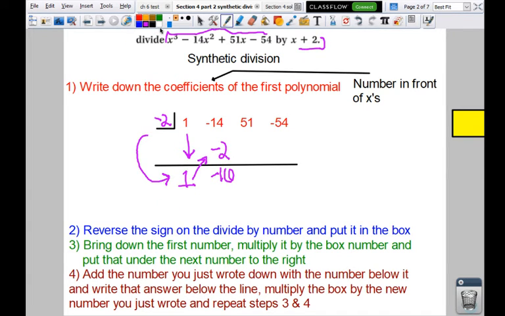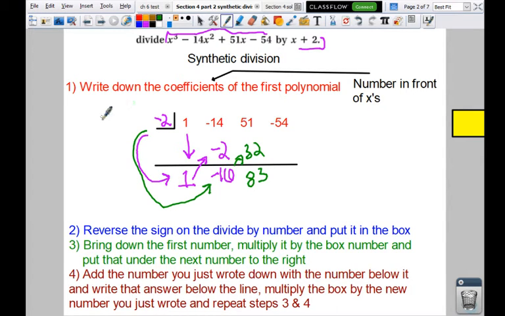And I'm going to repeat what I just did. I'm going to take what I had in the box, negative 2, and multiply it by what I just dropped down. Negative 2 times negative 16 is positive 32. I'm going to put it right here, underneath my next number. Then I'm going to keep going, and I'm going to add straight down. So 51 plus 32 is 83.